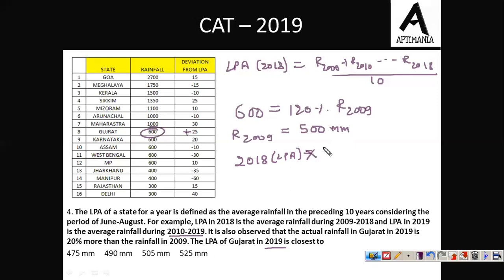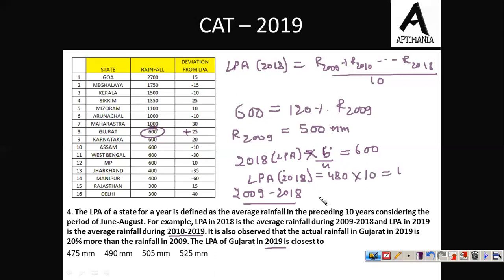So 125%, that is 5 by 4. 5 by 4 is equivalent to 125%. Must be equal to the 600. Fine. So the value of LPA in 2018 comes out to be 480. And LPA in 2018 was the average value of rainfall during the years 2009 to 2018. So if we calculate the total value for these 10 years, we need to multiply this by 10. So 4800 mm is the total value of rainfall during the last 10 years in Gujarat.